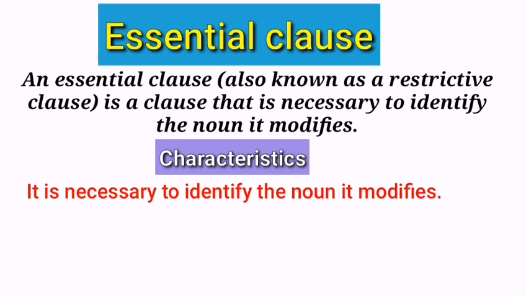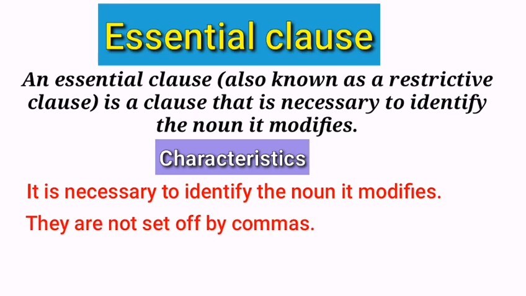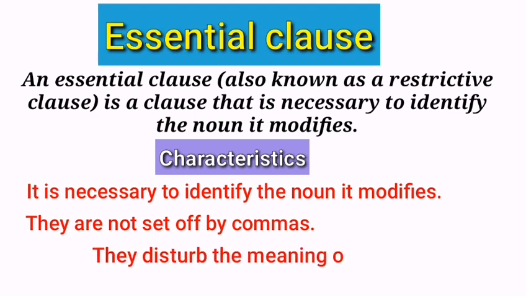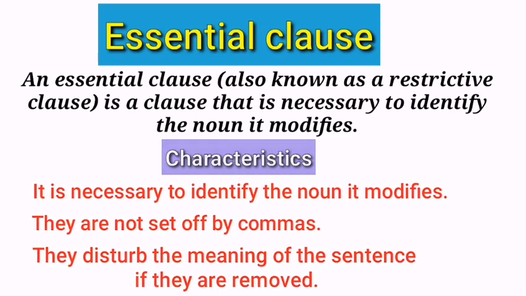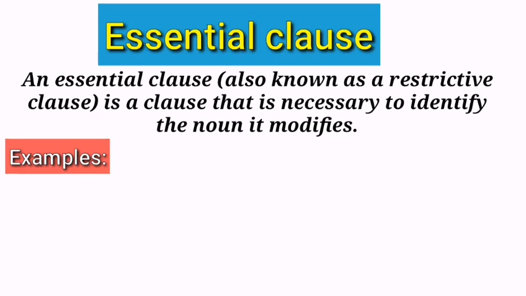The next point is: they are not set off by commas. Remember this point, because it is very important to identify an essential clause in a sentence. It means that an essential clause is not separated with commas. And, the next point is: they disturb the meaning of the sentence if they are removed. Basically, by this point, I mean that when we remove this clause from a sentence, then it often disturbs the whole sentence. Just look at these examples.